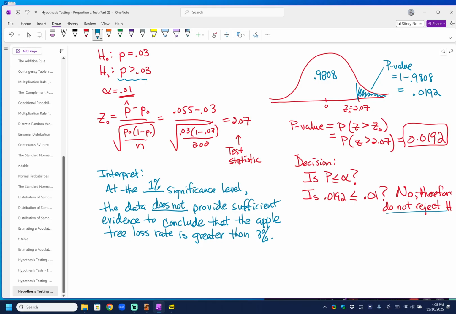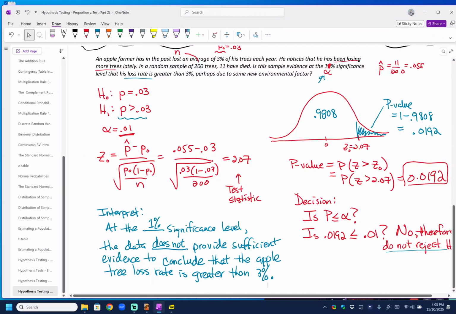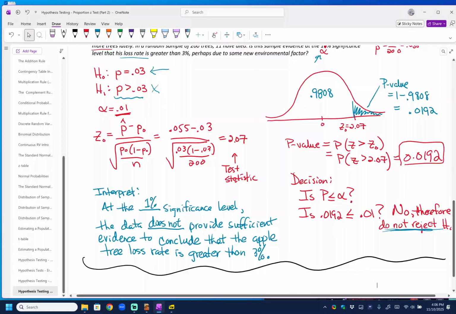So this is all the formality of it, of course, but just to be clear, to make sure you're understanding, if we do not reject H naught, that means we're siding with the null hypothesis and that we don't believe that the tree rate is greater than 3% based on the sample that we have put together and our p hat.